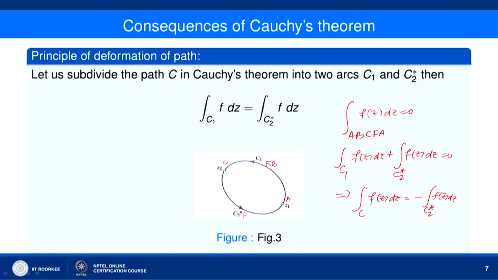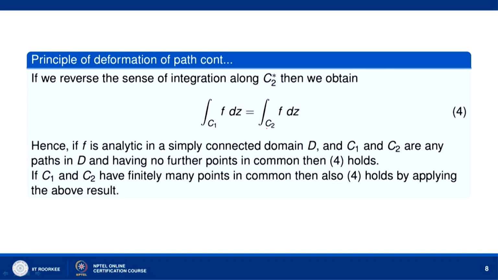And if you reverse the sense of integration along C2 star, then I get the curve C2. So this gives you the integral over C1 of f(z) dz equal to the integral over C2. What it actually tells us is that in a simply connected domain, if you take any two points Z1 and Z2 and join Z1 to Z2, the integral of f(z) along any path that joins Z1 to Z2 and lies inside the simply connected domain remains the same, it does not change. I mean, if I join Z1 to Z2 by the curve C1, whatever value I get, I get the same value if I join Z1 to Z2 by another curve C2. So this is a property of analytic functions.